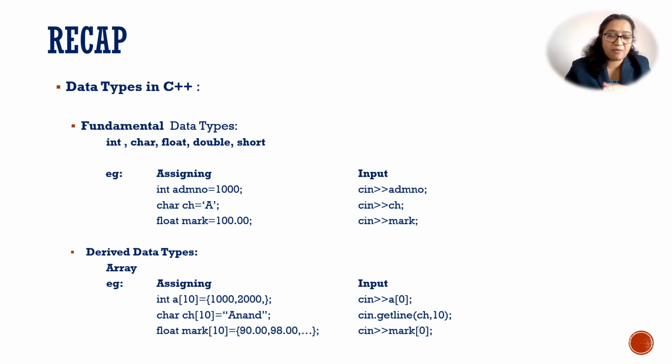And the next is float mark of 10. Float is the data type, mark is the array name. 10 cells will be created. The first cell is mark of 0, then the last cell will be mark of 9. So 90.00 will be assigned to mark of 0th position and it will go on according to the given values.